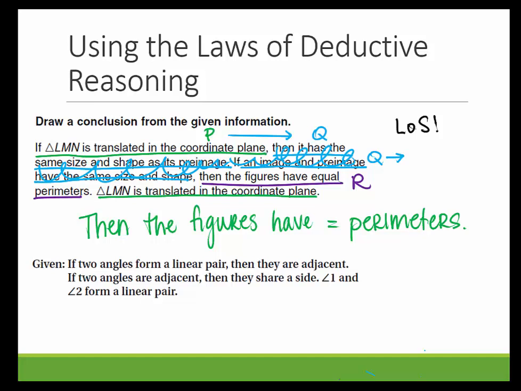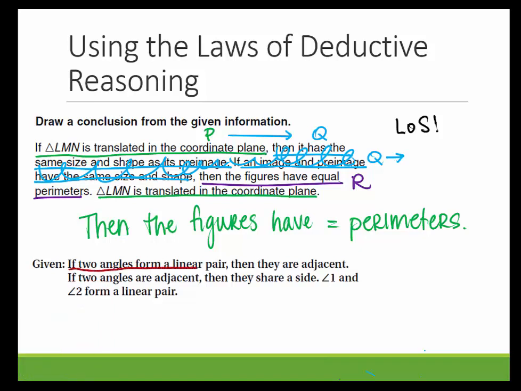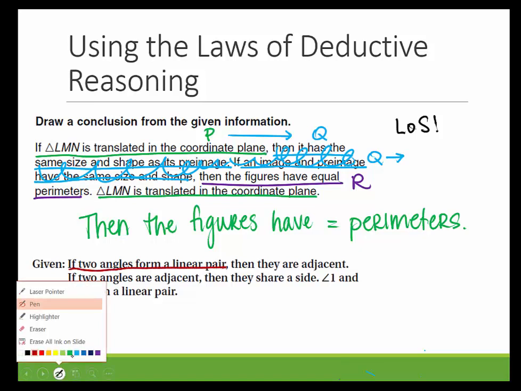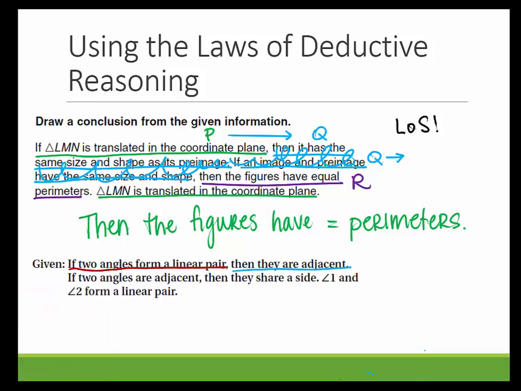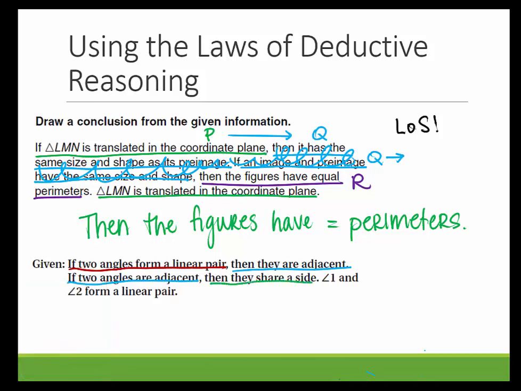So let's try the next one. If two angles form a linear pair, then they are adjacent. If two angles are adjacent, then they share a side. Angle 1 and angle 2 form a linear pair. So again, I hear some repeating in here as I read it out loud. If two angles form a linear pair, then they are adjacent. If two angles are adjacent, then they share a side.